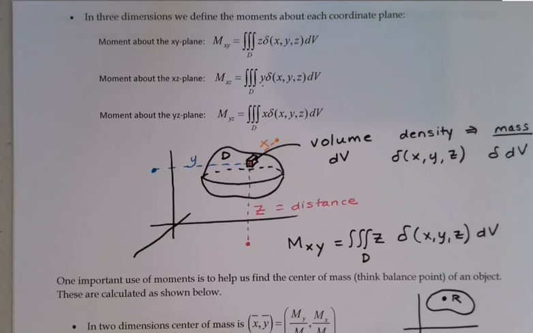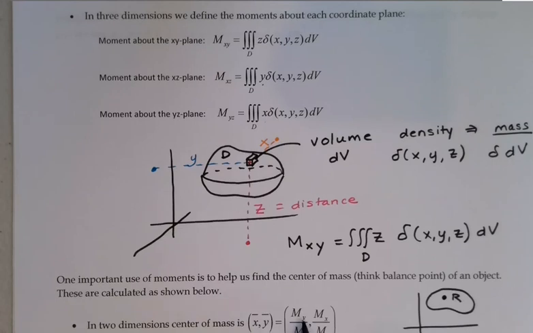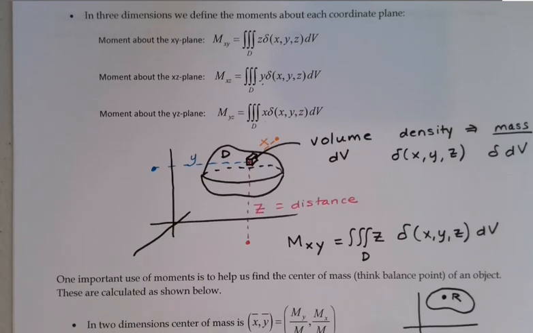x bar, y bar is calculated as the moment divided by the mass. M sub y over m is x bar, and m sub x over m is y bar. Similar idea in 3 dimensions. Here's our center of mass, x bar, y bar, z bar, and you can see the formula in every case. It's moment divided by mass.